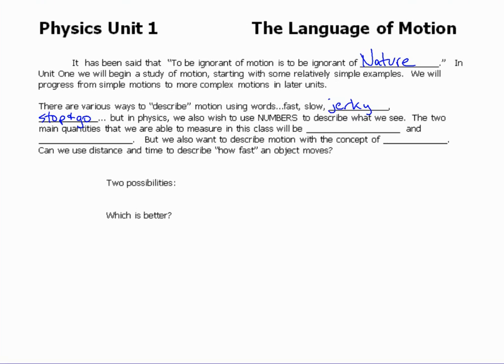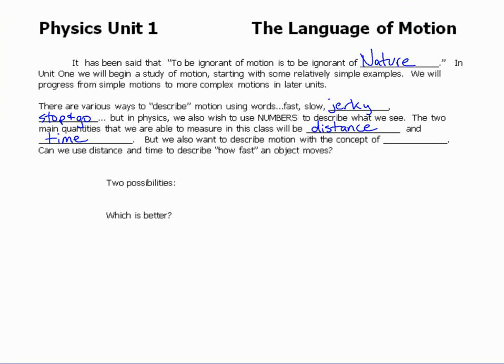The two main quantities that we are able to measure in this class, things that we can measure, are distance and time. Distance, we have meter sticks, we have tape measures. Distance is relatively easy. Time, we have stopwatches, but everybody has a cell phone with a stopwatch now, so everybody has access to a time mechanism.